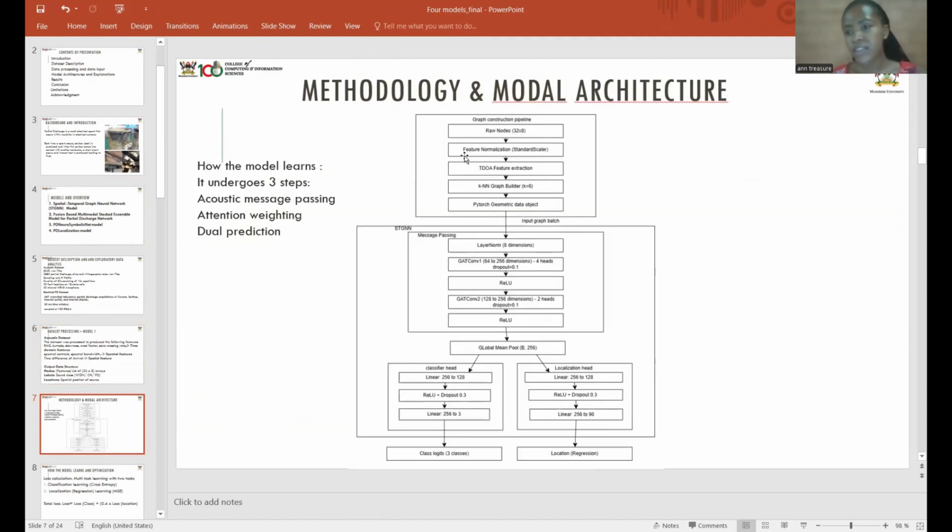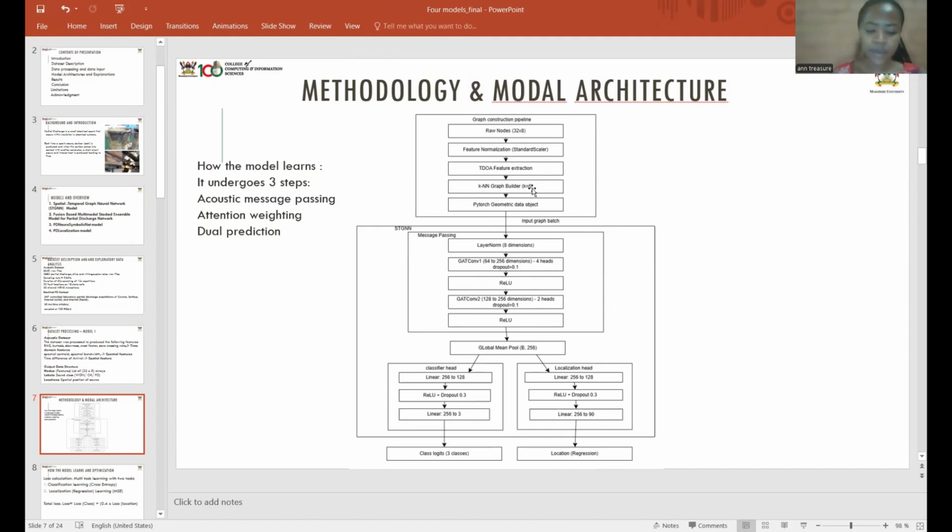So in the first stage of our model, the graph is constructed whereby the raw nodes and the features are normalized, which means that they're put on the same scale, so that we would not have features that are either too high or too low. And then the time difference of arrival is calculated between the different microphones to see the time taken for each wave to travel between the different microphones.